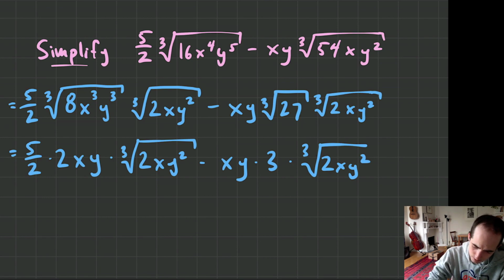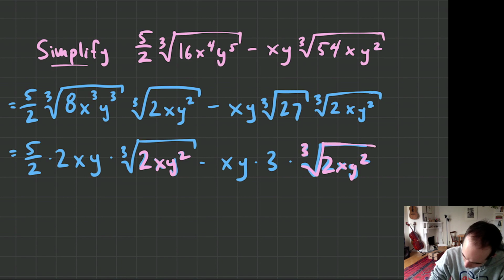Let's clean this up a little bit, and if you're really paying attention, you may have noticed that we've got a 2xy squared, and we're taking the cube root of it. So these are actually like terms here, or like radicals, if you will. That said, I want to clean it up first. That way, when we add them, it'll be very clear what we're supposed to do. So let's do that. So I've got 5 halves times 2. 5 halves times 2 is just 5, right? 5 over 2 times 2 is 5.